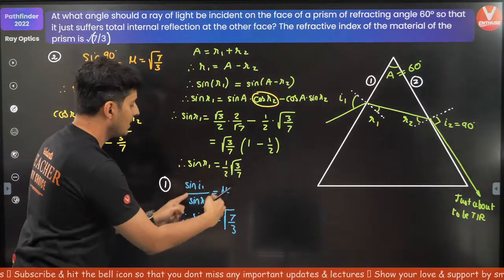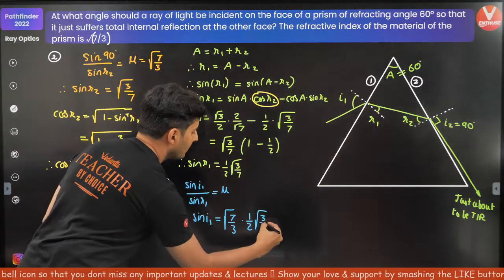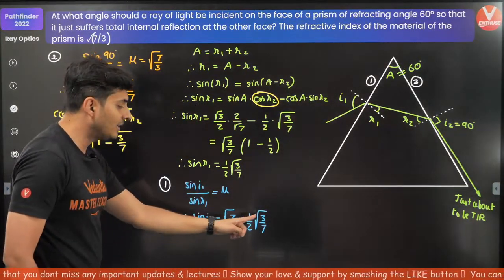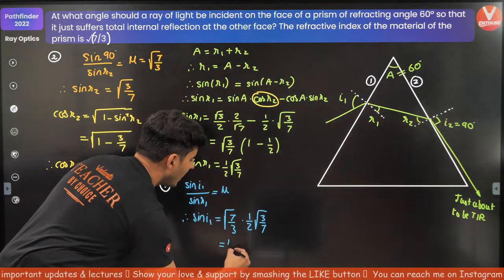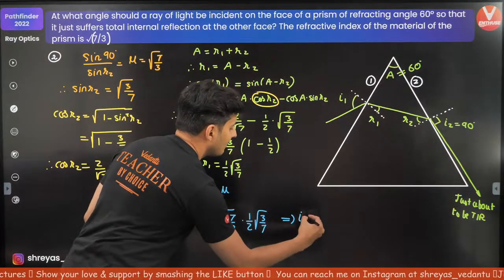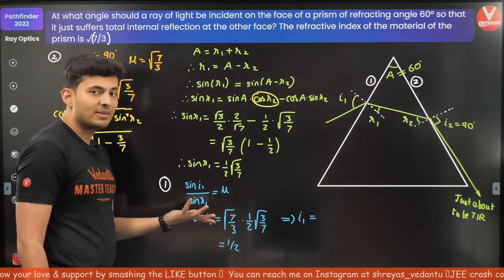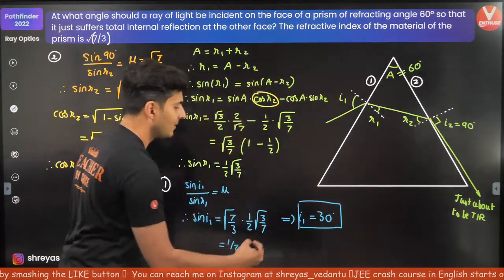Sine of R1, if you take it there, so it will be nothing but half of root of 3 by 7. Root of 7 by 3, root of 3 by 7. Don't they cancel? If they cancel, what is remaining? Only half is remaining. So if only half is remaining, that implies what is the value of I1, my warriors? What is the value of I1? Shouldn't I1 be 30 degrees? And that's your final answer.